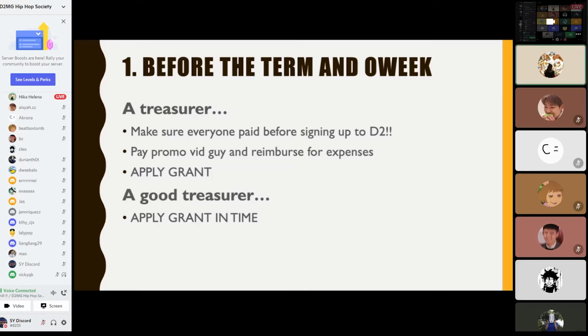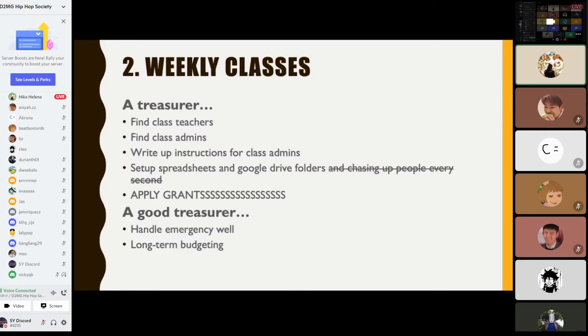So a good treasurer is the one who applies for grants in time. Don't leave it to the last minute because ARC is very hard to deal with. And the second job for you is the weekly classes.